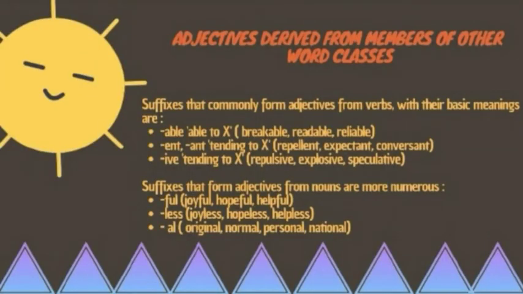Adjectives derive from members of other word classes. Suffixes that commonly form adjectives from verbs with their basic meanings are, you can see the example on the slide. Suffixes that form adjectives from nouns are more numerous. You can see the example on the slide.